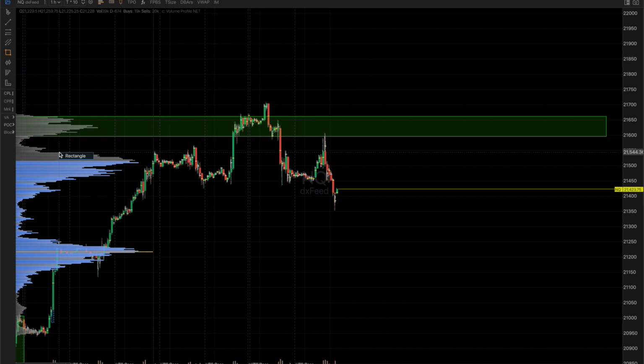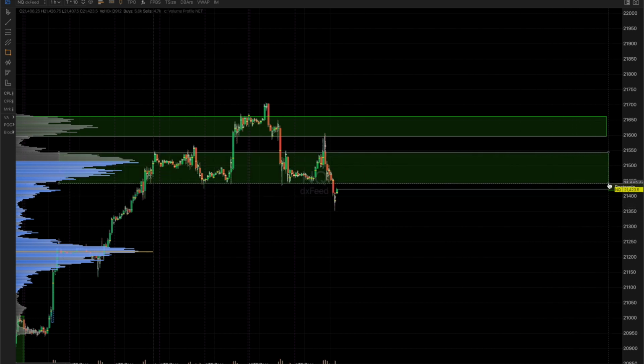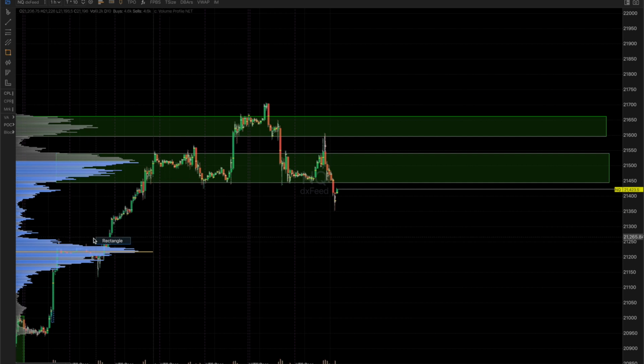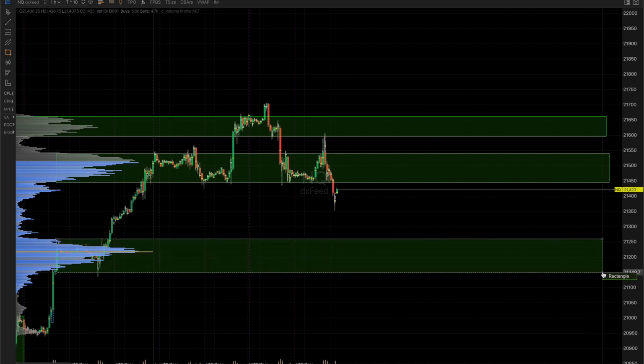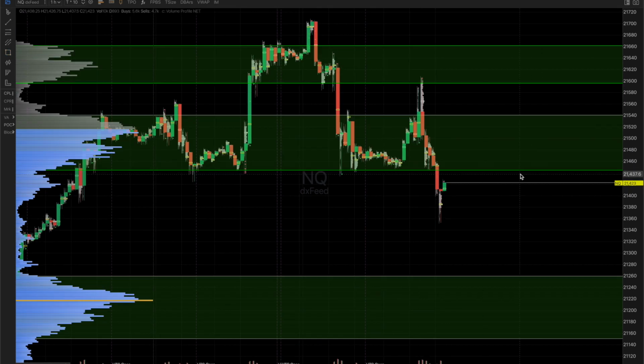But what we're going to do is mark off our high volume node areas. So I'm going to mark this off, I'm going to mark this off right here. I'm going to take this high volume node area, and then I'm also going to mark off this level right here. So these are the levels that I'm paying attention to in the week, and every single night I give a breakdown on exactly what I'm looking at.